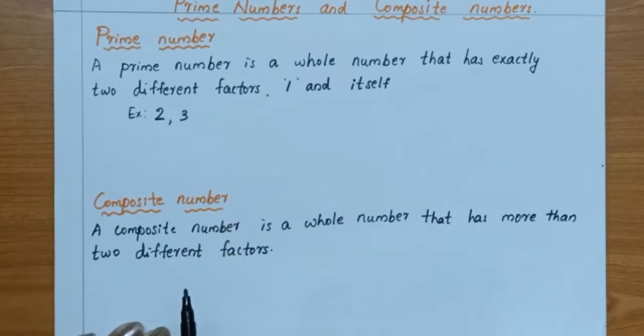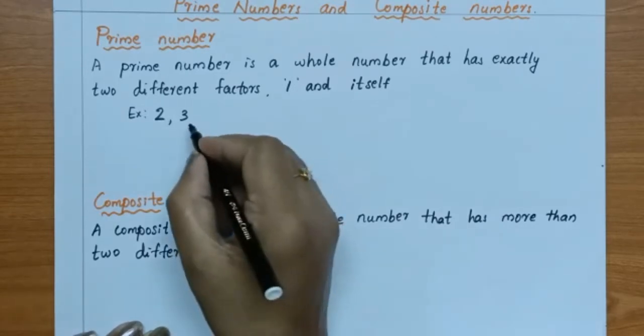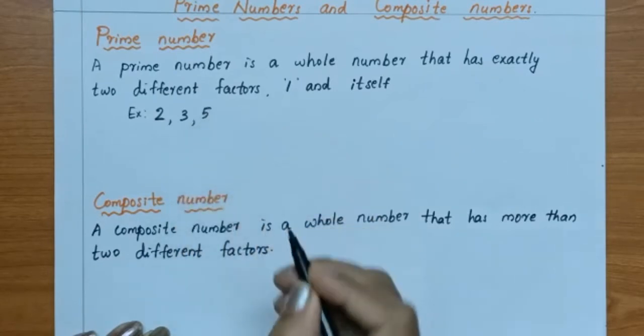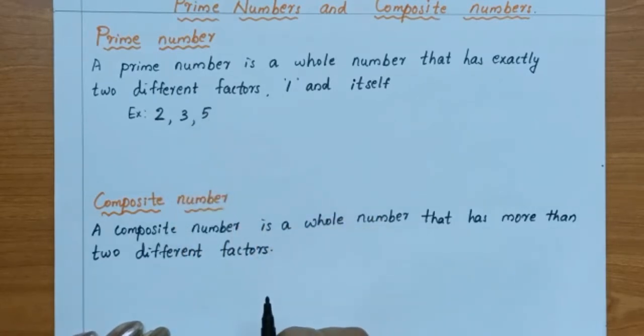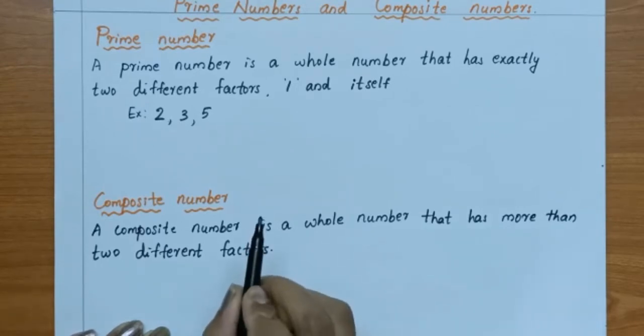Then 5. 5 is also a prime number because 5 you can see only in table 5. 6. 6 is not a prime number because 6 we can see in table 6, table 2, table 3. So the factors of 6 are 1, 2, 3 and 6. It is having 4 different factors. That's why 6 is not a prime number.